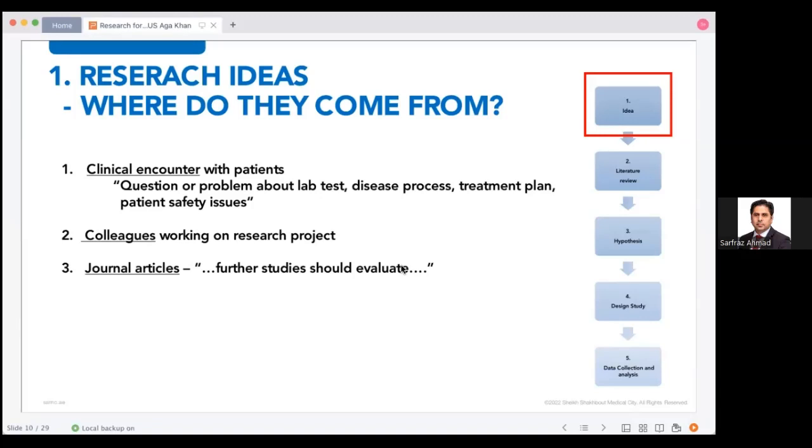And that can give you a clue about what idea you can generate and start a research project. So these are three important tools to generate an idea. There are a few others.